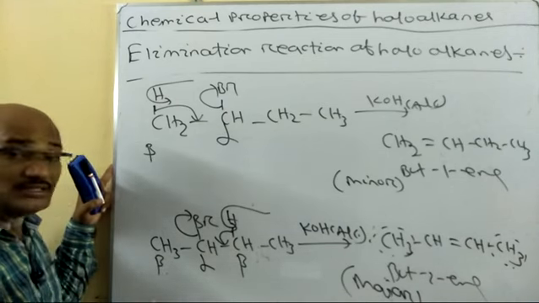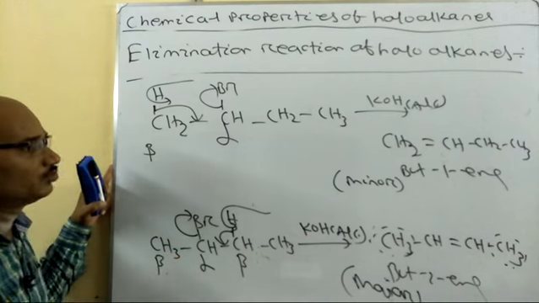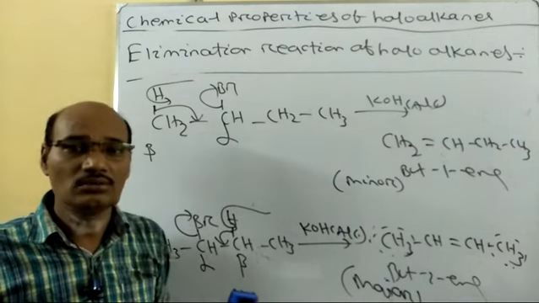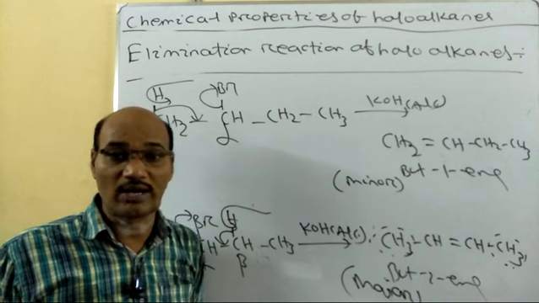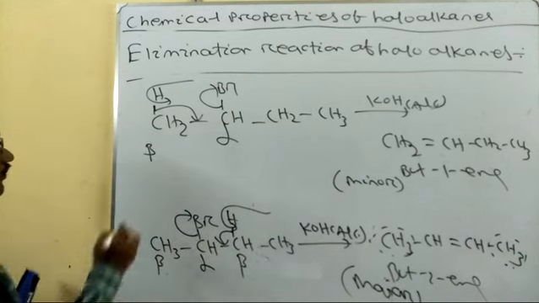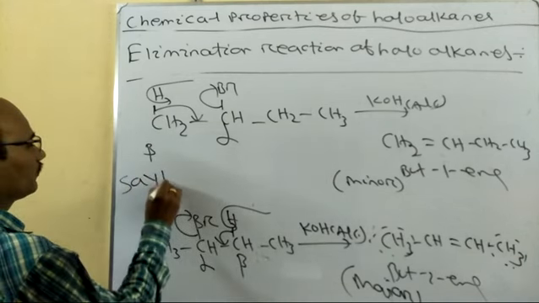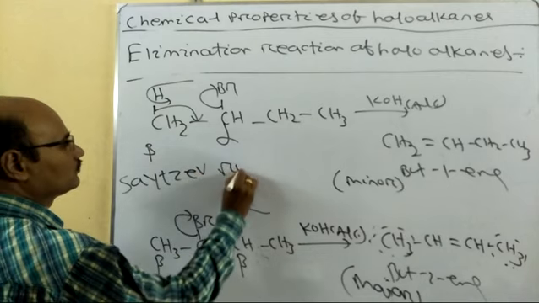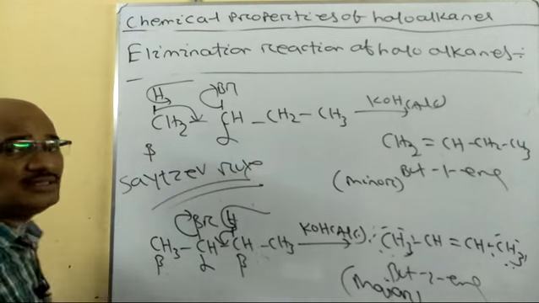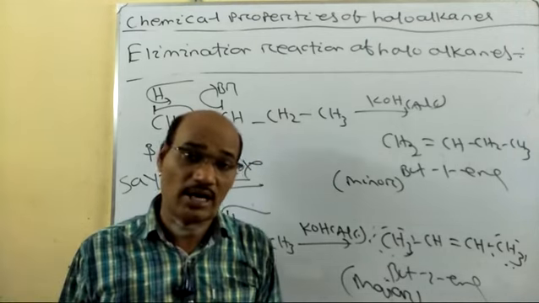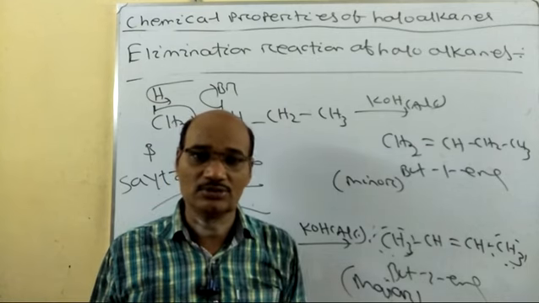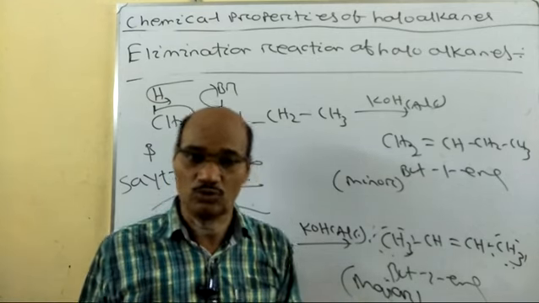And that must be in the beta position. And this is called what rule? Saytzeff rule. So elimination in an unsymmetrical haloalkane always takes place according to Saytzeff rule.